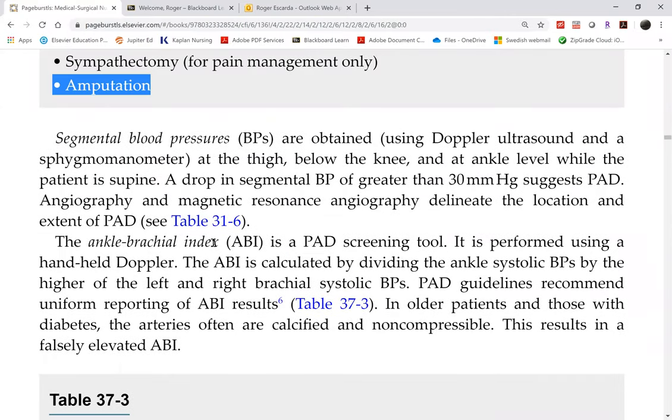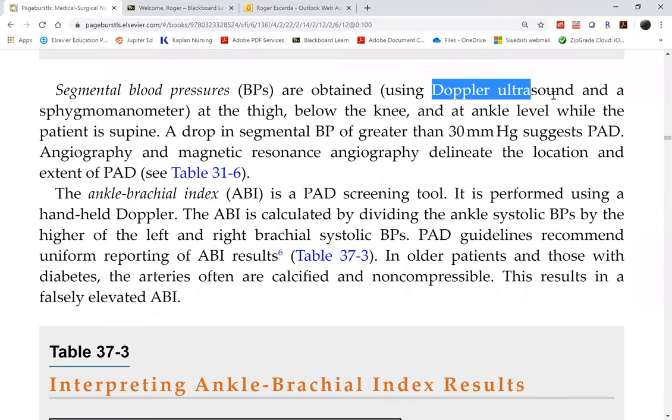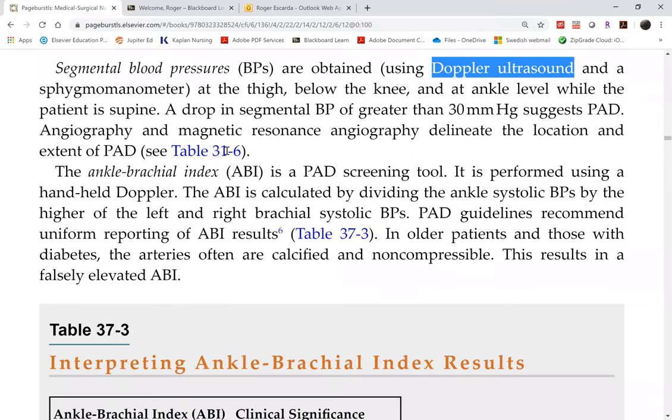ABI is the standard screening tool for PAD. It will also be the basis for the severity staging of the patient. It's quite simple. You divide the ankle blood pressure by the brachial blood pressure. Obviously, we don't have the tools to do this on the floor, so this is done under radiology. The radiologist uses a Doppler to measure the blood pressure, and a sphygmomanometer, the machine that tells you the blood pressure. So this is done under radiology.